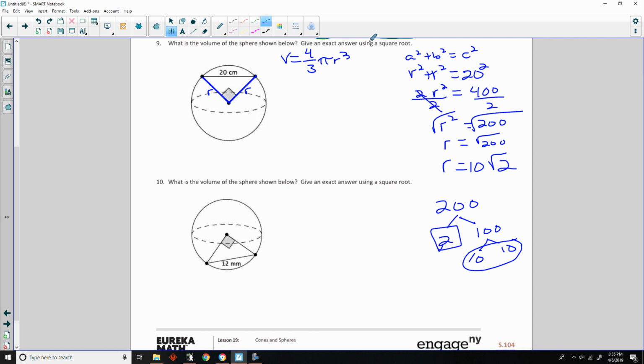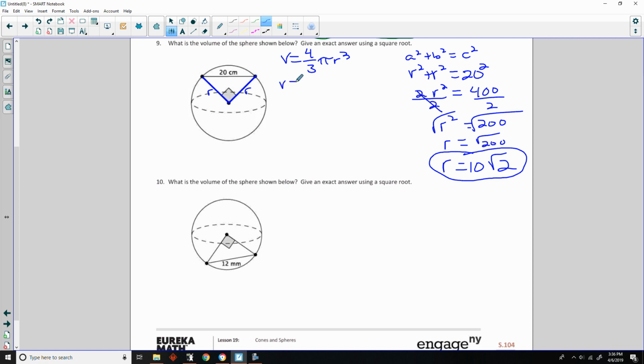It says give an exact answer using a square root. So let's use this for our r. This is our r. Okay, so now I'm going to substitute this in for r. So volume equals 4 thirds pi 10 square root 2 cubed. So the volume equals 4 thirds pi 10 cubed.